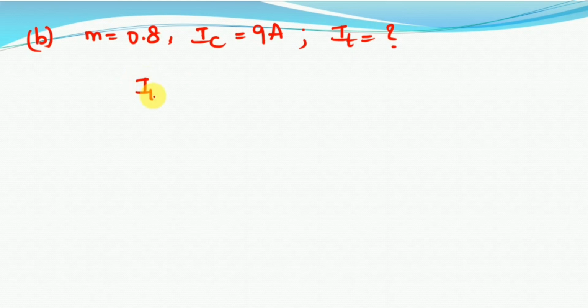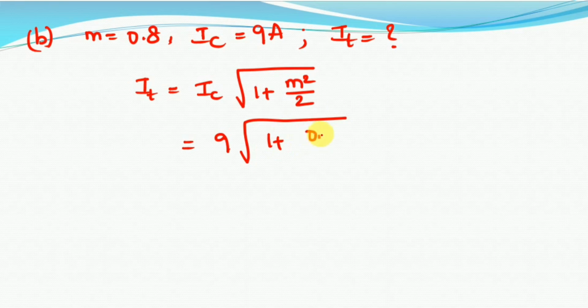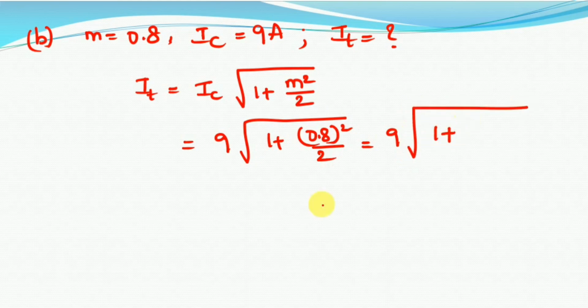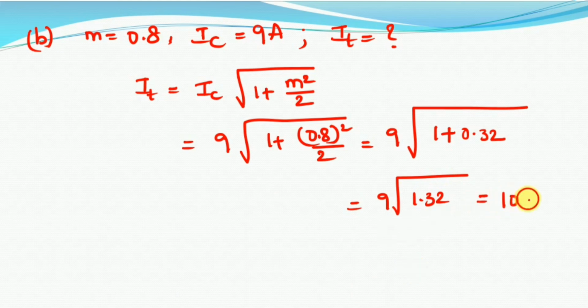As we know that the IT value is IC into square root of 1 plus m square by 2. Now simply substitute these values in this equation. Finally we will get the value of IT, that is IC is 9 into square root of 1 plus m is 0.8 whole square by 2, which is equal to 9 into square root of 1 plus 0.32, which is equal to 9 into square root of 1.32. Now using calculator find out this value. So finally its value is 10.34 amperes.